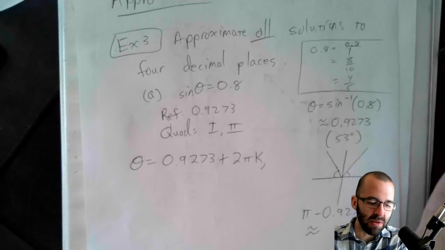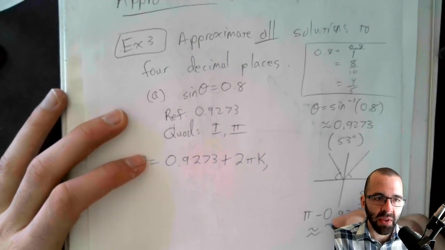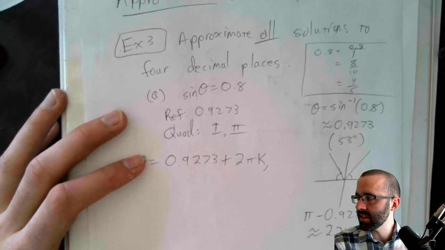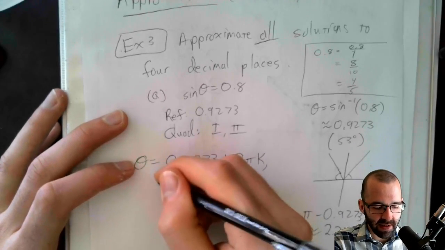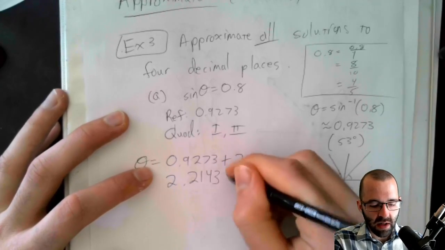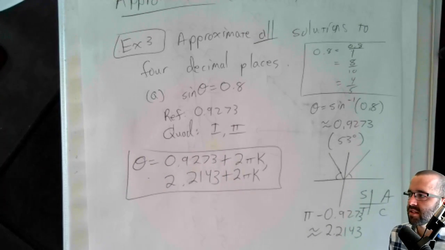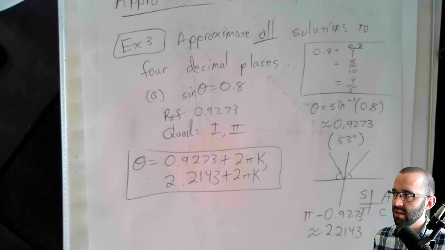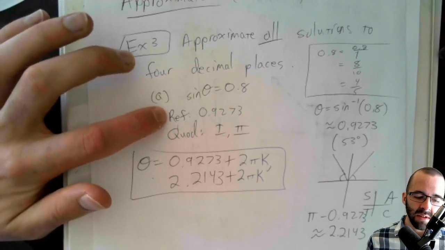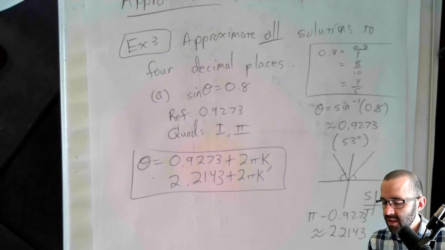And what is that approximately equal to? Pi minus 0.9273 is approximately equal to 2.2143. And again, you can't see that. You can only see my shoulder. But that'll be our second answer: 2.2143 plus 2 pi k. And that's how we solve these ones. So it's essentially the same process as we did last time with example 1. The difference is that now our reference angle needs to be approximated. Okay? And that's how you do these problems.